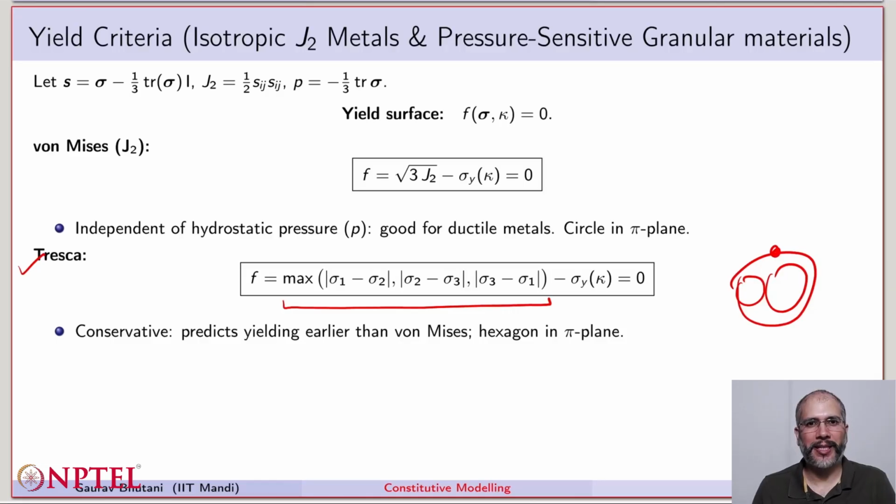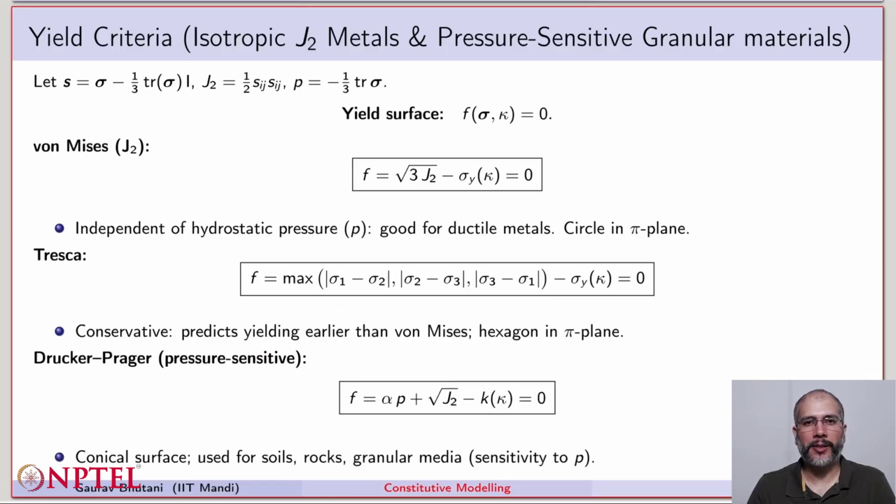This model is related to the von Mises model, but it's a little conservative. That is, it predicts yielding a little earlier than the von Mises model. And in the pi plane, it is denoted by a hexagon. So the yielding surface for the Tresca model is a hexagon, not a circle like von Mises.